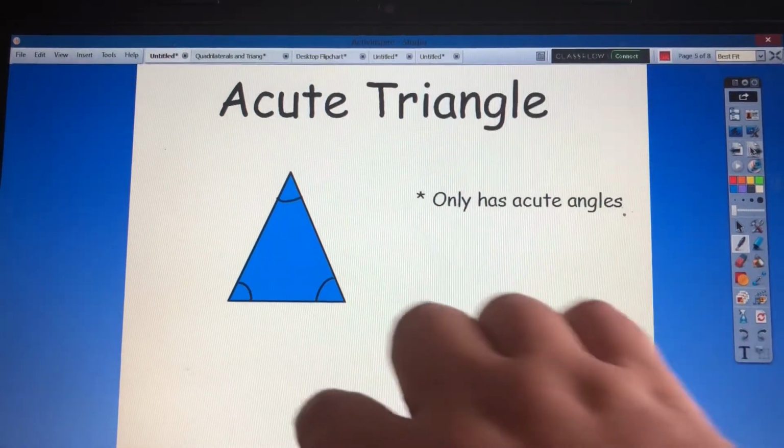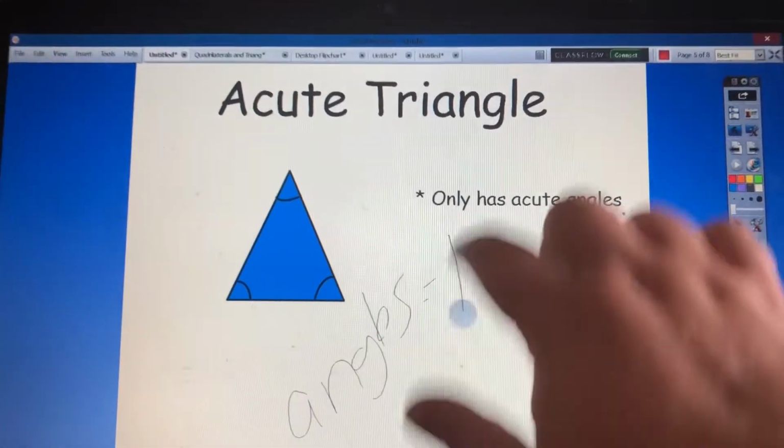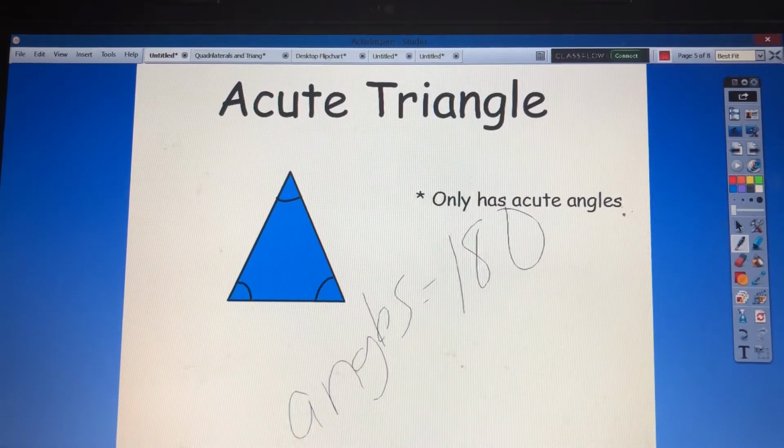And the other thing we want to remember is that the angles in a triangle will equal 180 degrees. So you can use that to figure out a missing measurement in an angle, but just remember that all angles in a triangle total 180 degrees. An acute one means they are all less than 90 degrees.